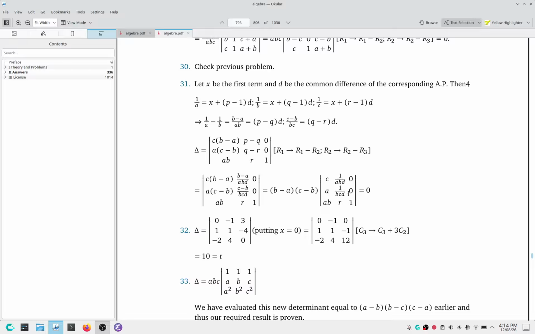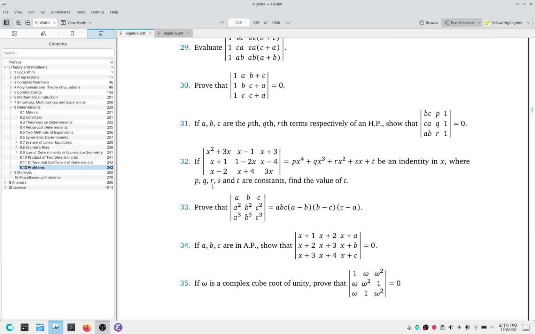So clearly we will expand along the third column against this r. This c will get multiplied with this, giving 1 upon bd, and this a will get multiplied with this, giving 1 upon bd. So that will cancel out each other and it will eventually be 0.